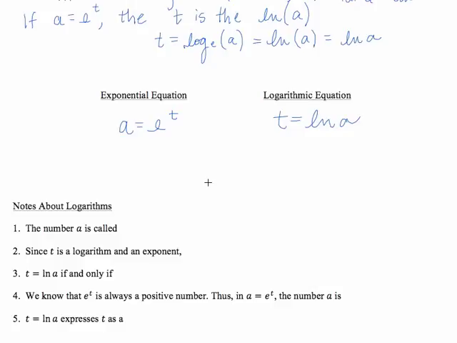So a few notes here. The number A is called the argument of the natural logarithm. And that's because it is the input to the natural logarithm. It's what you're putting into the logarithm function. Since t is a logarithm, okay, right here t equals a logarithm, and it's also an exponent, that means that a logarithm is an exponent. Logarithms are exponents.